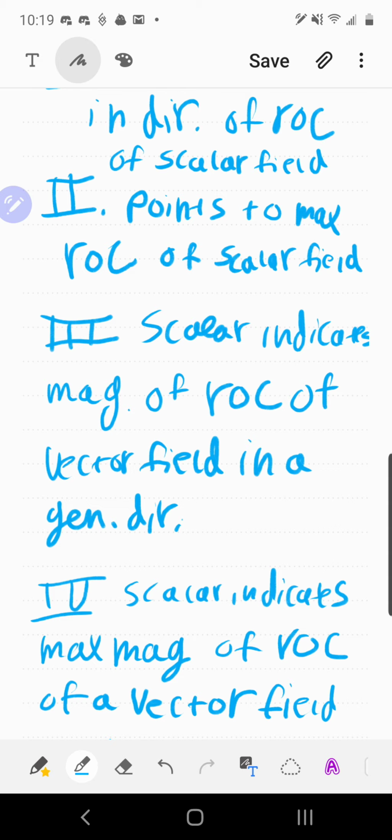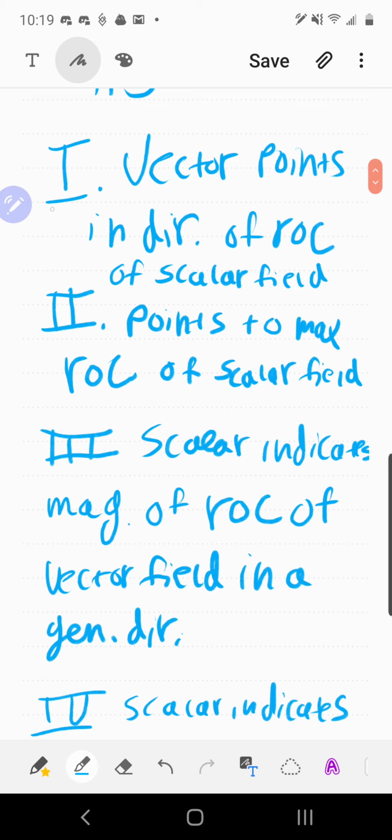So we need to figure out, can we have something like number 1 be true, as well as something like number 3? Can something indicate the magnitude of a rate of change of a vector field in a general direction while also pointing in the direction of the rate of change of a scalar field? Can it do both those things at the same time? Well, if you know the definition of the gradient vector, this should be a pretty easy question, but if not, we're just trying to go over some skills you could employ to get the correct answer, even if you don't know what a vector field or a gradient vector is.